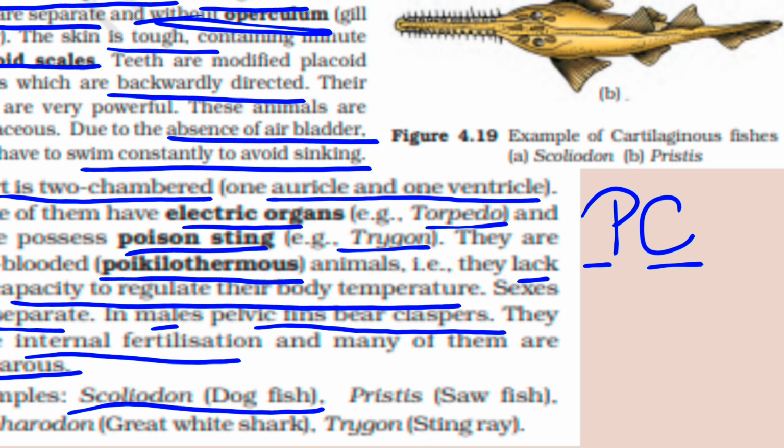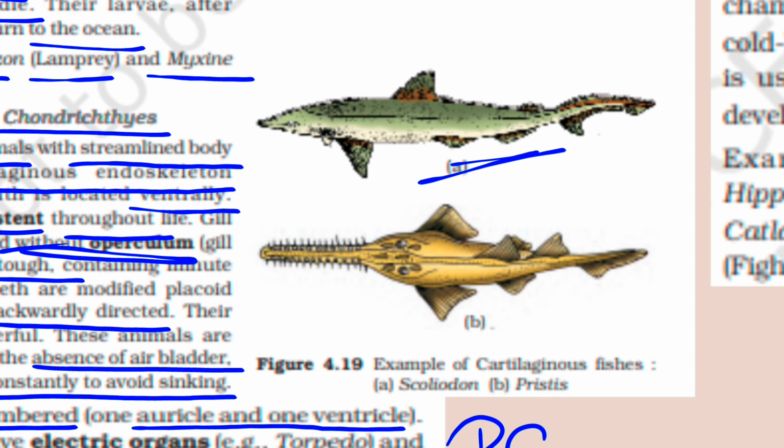Examples: Scoliodon, dogfish; Pristis, sawfish; Carcharodon, great white shark; Trygon, stingray. This is Scoliodon, dogfish. This is Pristis, sawfish.